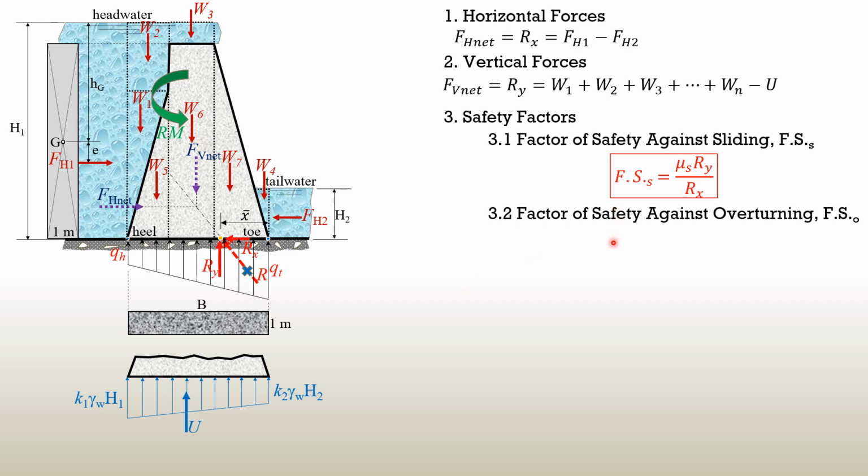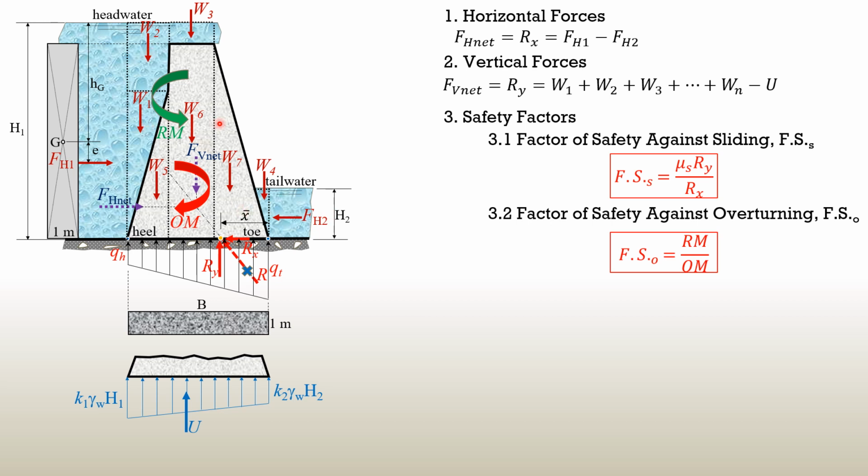So this is equal to righting moment, which in this case is counterclockwise, supposedly due to W, depending on the orientation of the dam and the location of the headwater, minus overturning moment. Overturning moment in this case will be the clockwise moment. So factor of safety against overturning is righting moment over overturning moment. So righting moment would be the moments due to the weights, FH2.